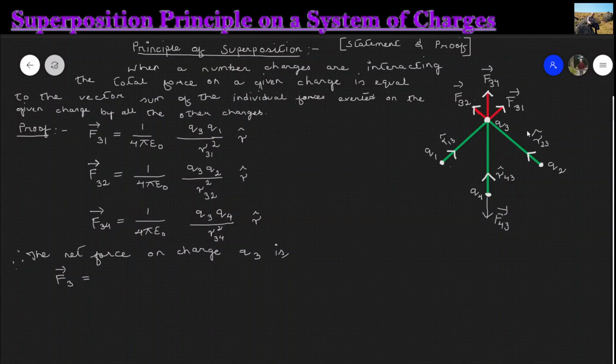That is where this is F34, this is F43. And over here also you can redo like that. That means this will be what? This will be force on charge Q2 due to Q3. So these are what? These are directions. But we don't need these F43. We don't need this F23 because we require only the force on the given charge, which is Q3.